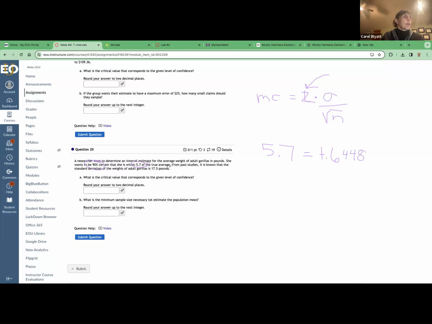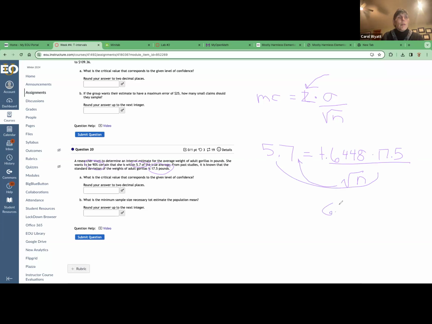In past studies, we know that the standard deviation for gorillas is 17.5. If we want to get this particular margin of error, what does this sample size need to be? And that's what we're asking. So we're going to solve this equation, just like you would in Algebra 1. We're going to multiply this over here. We're going to divide this over here.